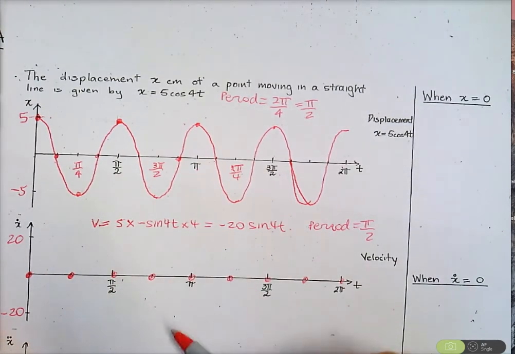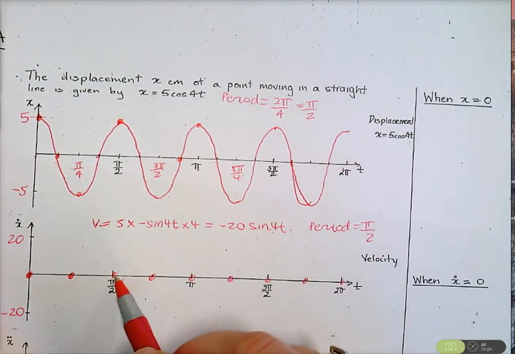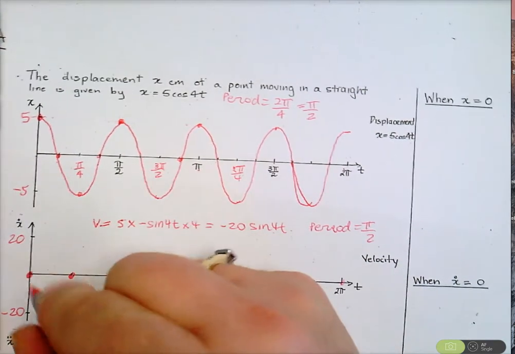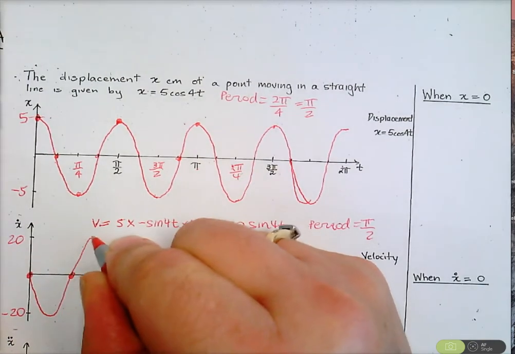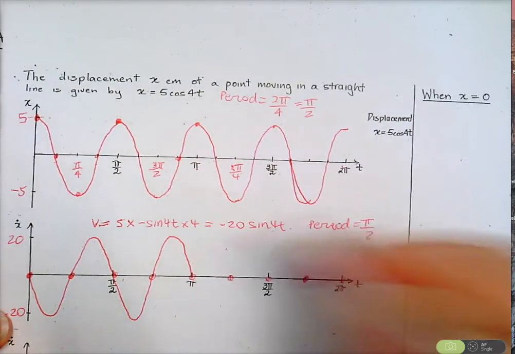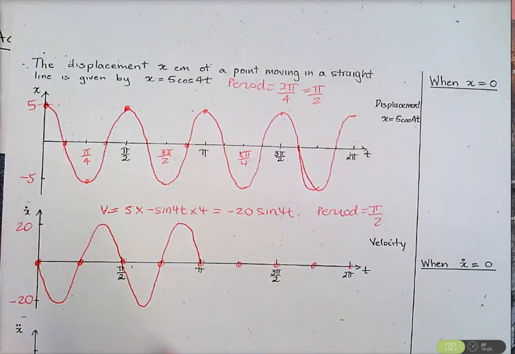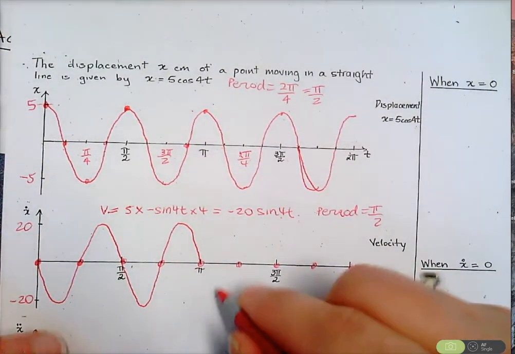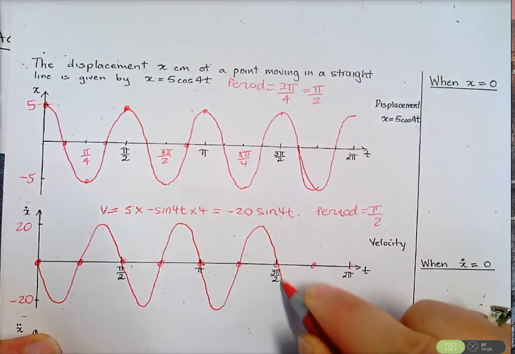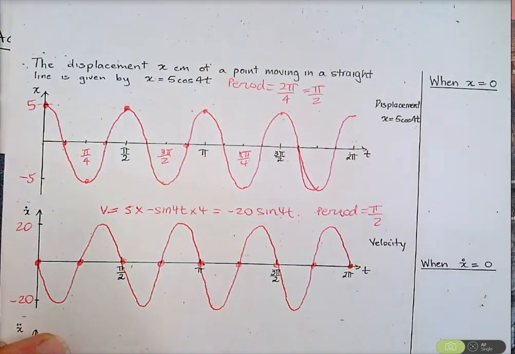Are you okay with that? Its velocity equals negative 20 sine 4t. The period's pi on 2, but it's a negative sine curve. Sine curve goes up like that. Negative sine curve goes down, so it will be like this. You can complete the table and do all the values, but from our 2-unit sketching of sine curves, we should know how to sketch that already, and with knowledge that velocity is the gradient of the displacement curve, that's what that will look like.